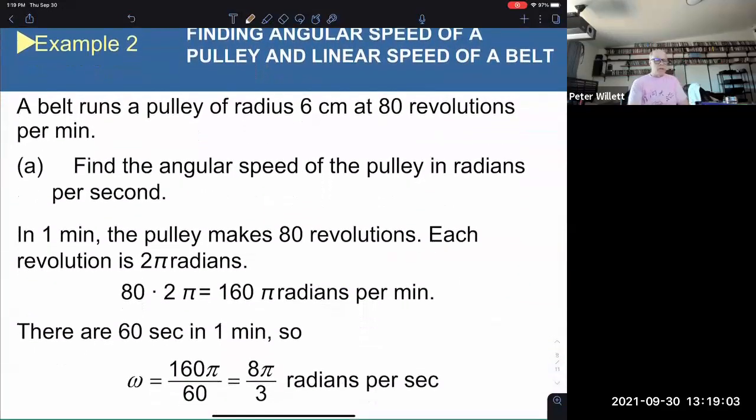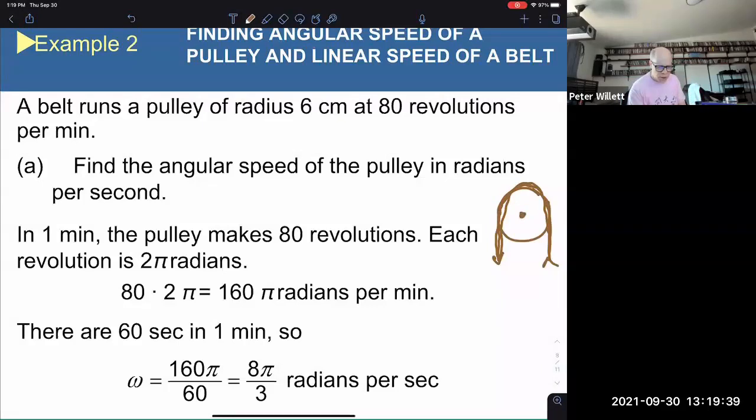All right, so here's one that's a little bit more wordy and not with just a nice picture. And usually when that happens, I do recommend people draw a picture. A belt runs a pulley of radius 6 centimeters at 80 revolutions per minute. So what is all of that? So a pulley is where a belt is somehow attached to a circle and sort of runs around the circle like this. Belt sort of runs around the circle. And so as the belt travels one way or another, it causes the circle to rotate. The circle is the pulley.